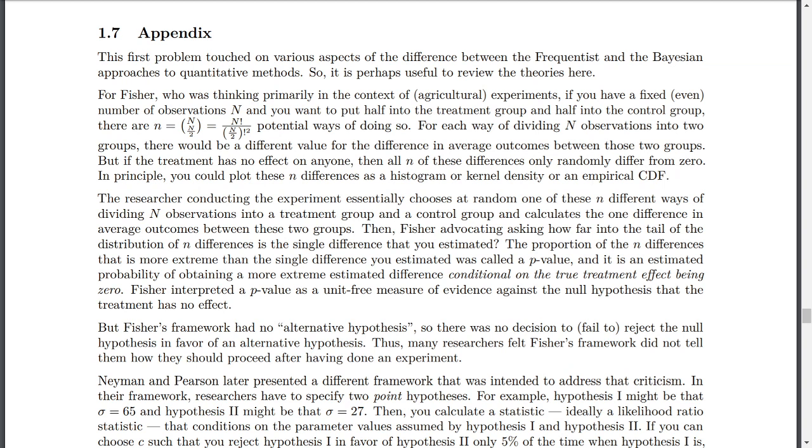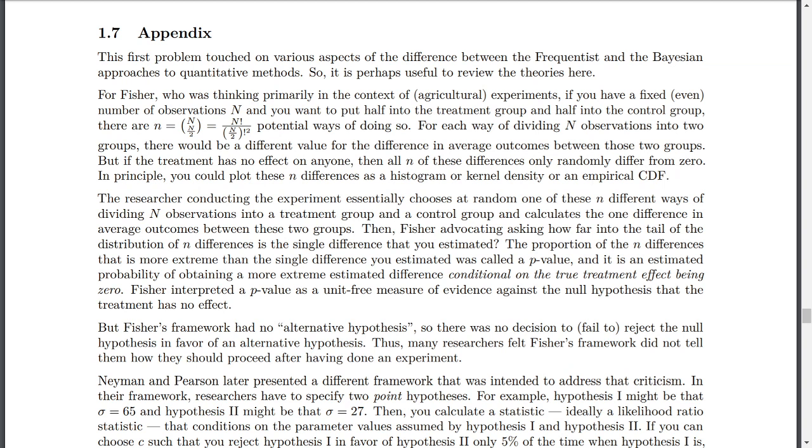But so Fisher, thinking about experiments, okay, you have n observations, you want to put half into treatment, half into control group, and even for a small number of observations, there's billions or trillions of different ways that you could do so. Let's call all those ways little n. And you can calculate for each of the n ways to put capital N observations into two groups, what is the average difference in mean outcome between those two groups. And there's a billion different ways to calculate that, because there's a billion different ways to even put all of you into two equally sized groups.